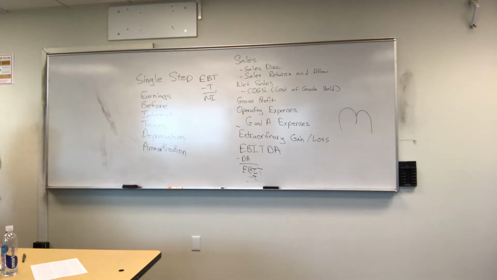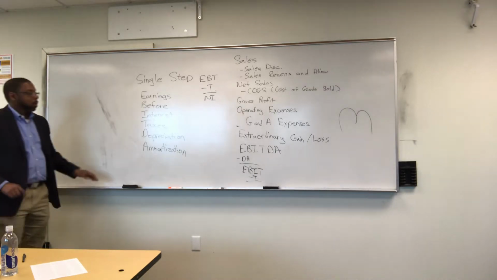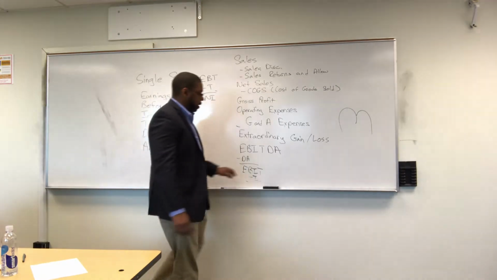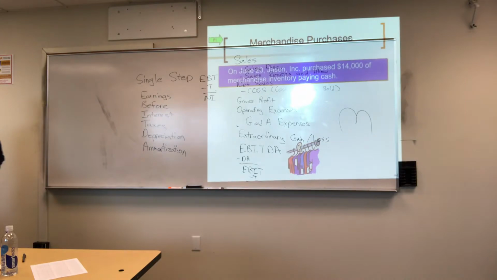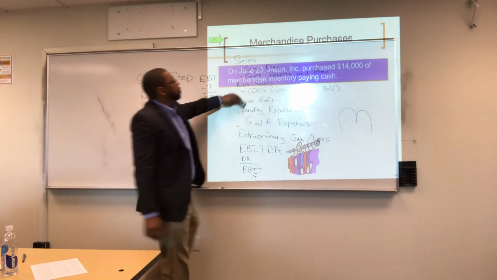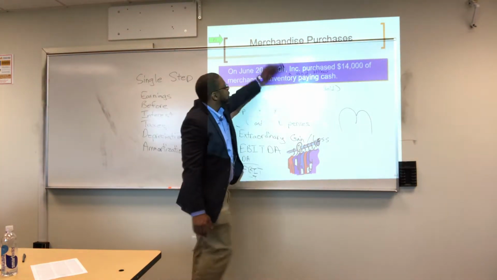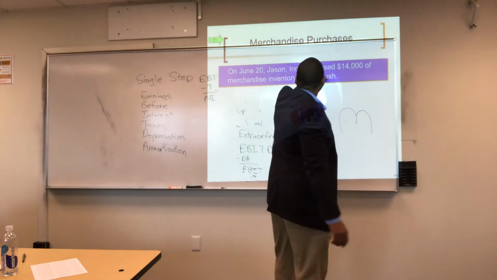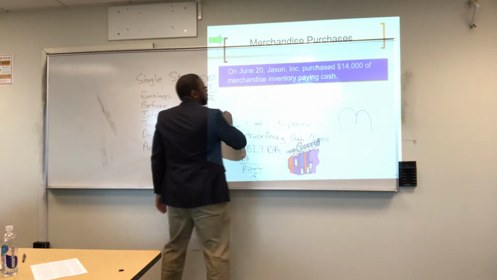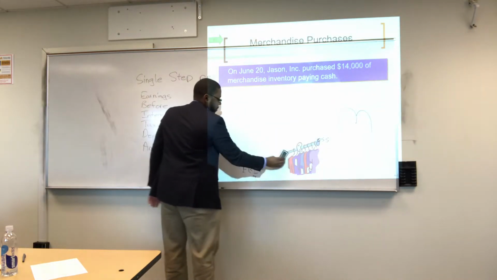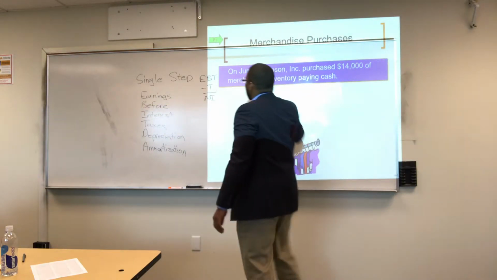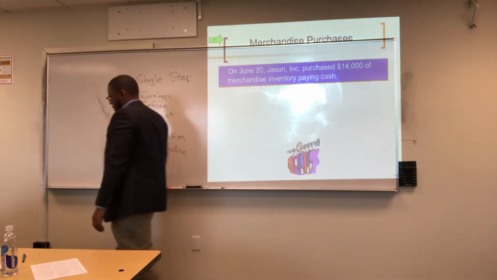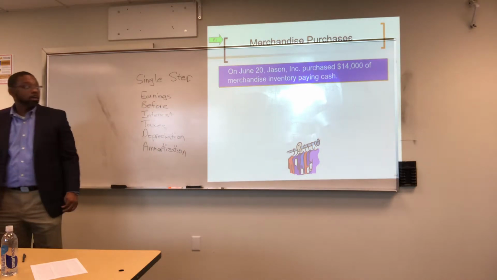I'm going to show you, let's go over some purchases of merchandise. So on June 20th, Jason Inc. purchases $14,000 of merchandise inventory, right? Paying cash, right? So this transaction is cash or credit? Cash, right?